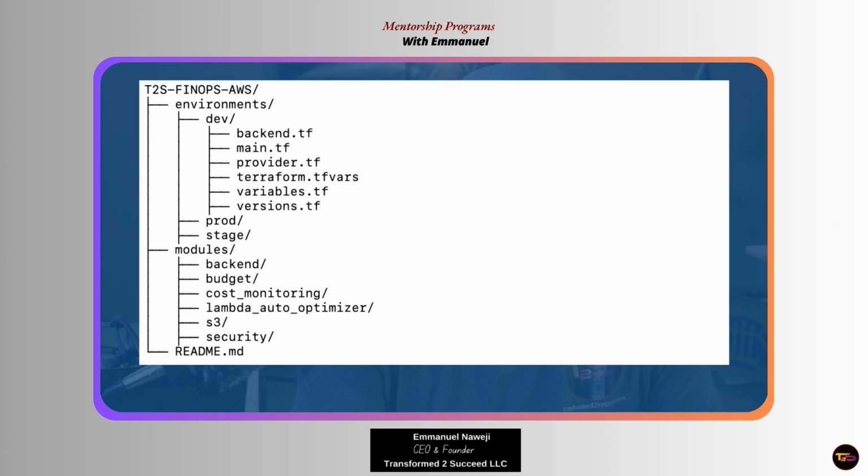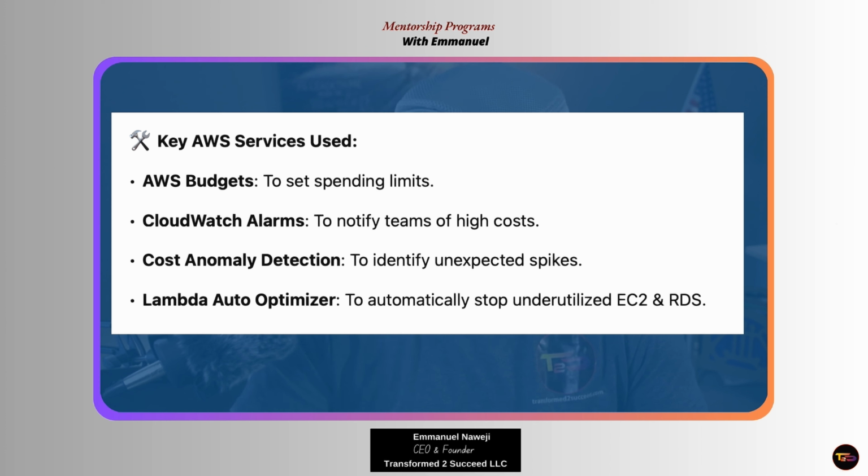That's what we have done, and I'm gonna show you something else here. These are going to be the key AWS services that we will be using. We're going to use AWS Budgets to set spending limits. Then we use CloudWatch alarms to notify teams of high cost, and cost anomaly detection, which will enable us to identify unexpected spikes.